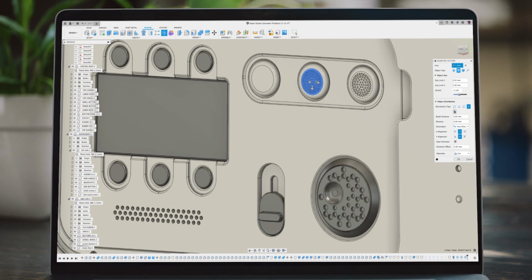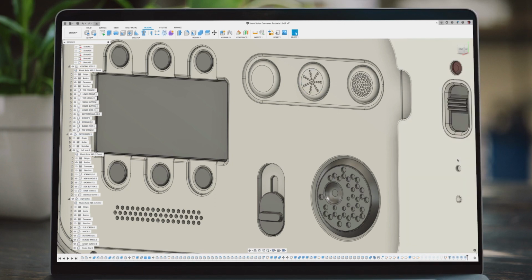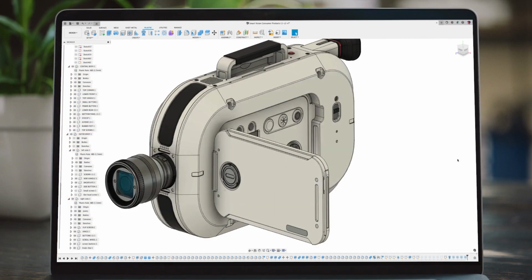Focus more time on the function and aesthetics of your product as you apply specialized tools that increase modeling efficiency and editing capabilities. Turn your ideas into finished products faster with industry-driven technology in Fusion 360's product design extension.